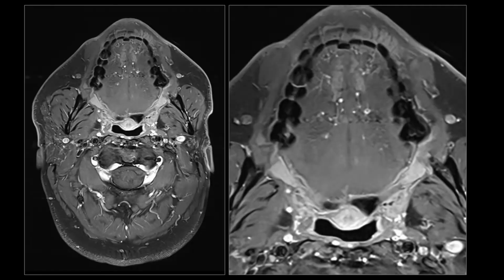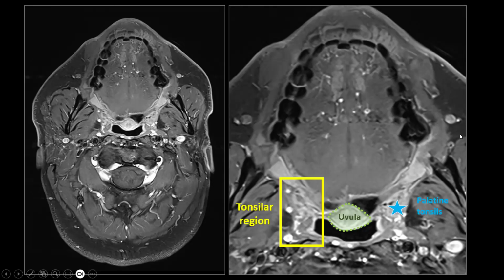What we can recognize, and what I'm going to repeat once again by showing you a magnified axial T1 weighted image with gadolinium and fat saturation: the uvula, we have the tonsillar region with the palatine tonsils, and it's not so nicely visible as on the T2 weighted images, but nevertheless, if we take some trouble, we can recognize this muscle over here, which is the anterior tonsillar pillar with the palatoglossus, and we have this posterior tonsillar pillar over here with the palatopharyngeus.